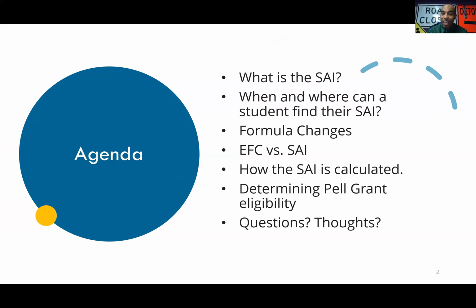The Student Aid Index, or SAI, is the output of a process FAFSA and determine each student's eligibility for certain types of federal aid, as well as some state aid and perhaps institutional aid.